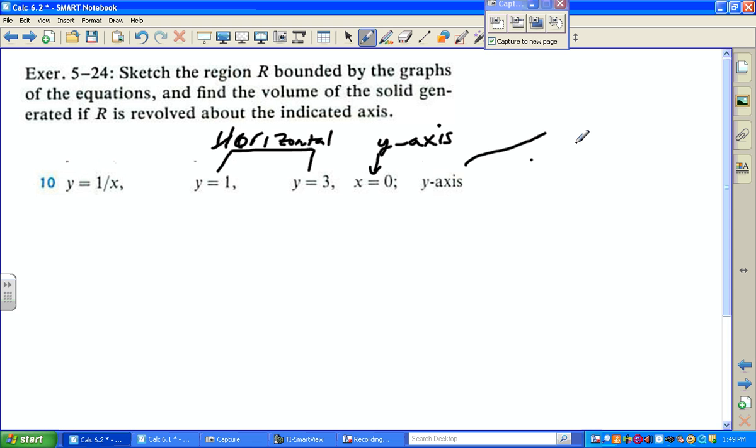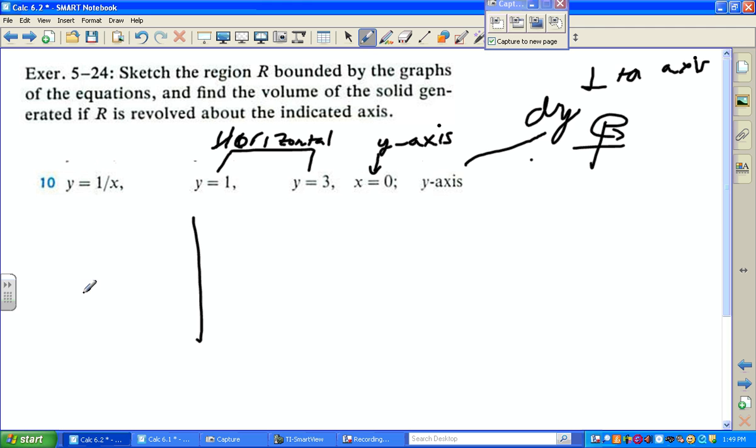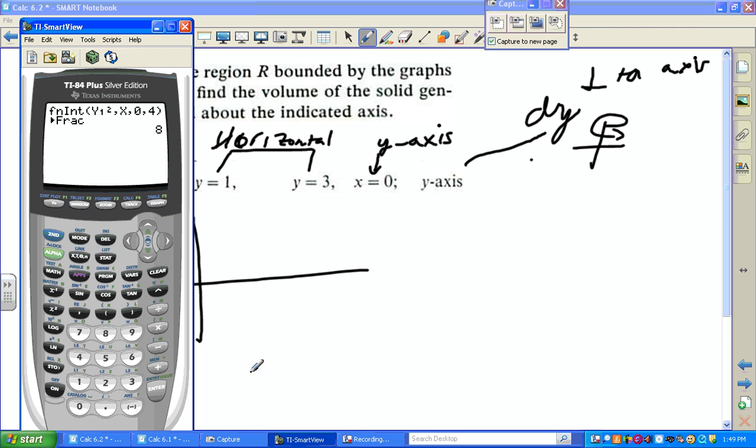Y-axis means what kind of integral? Right, it's going to rotate this way. We have no choice right now except to go with the dy integral. Regardless what the equation is, we have to go with the dy integral because we want to be perpendicular to the axis of rotation. Yep, they would be. 1 over x is going to be the reciprocal function, of course. 1 divided by x.